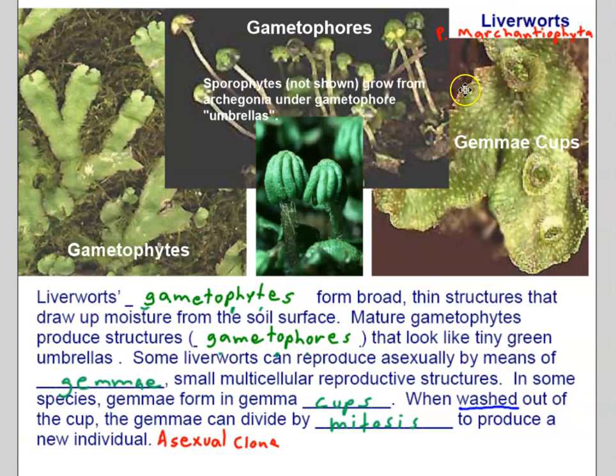So here we're taking a closer look at the liverworts. That's phylum Marchantiophyta. And again, they're called liverworts because the gametophytes that are low to the ground, the leaf-like structures, the thalli, look like lobes of the liver. At least somebody thought they looked like lobes of the liver. But those are the gametophytes. Then they put up these things called gametophores, which are also part of the gametophyte.